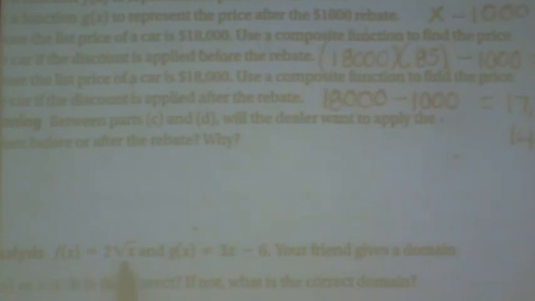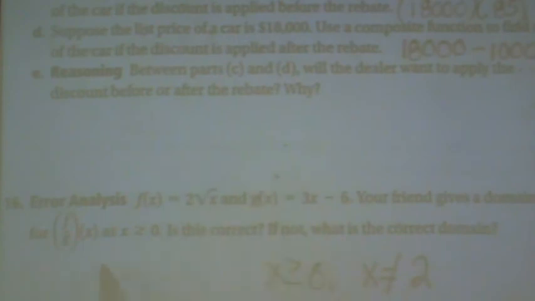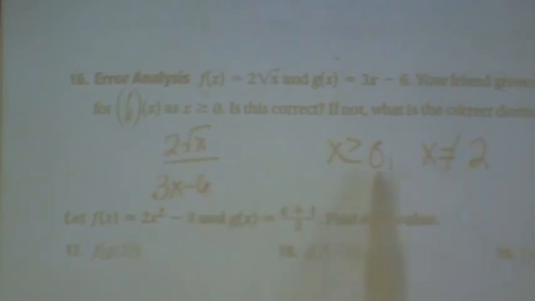Number 16, it's an error analysis. If they give you f of x and they give you g of x, your friend gives you a domain: x is greater than or equal to 0. Is this correct? If not, what is the correct domain? This is not correct. The correct domain is x is greater than or equal to 0, and x cannot be 2. Because you can't have a negative number under the square root, your domain is greater than or equal to 0 for that. But you also can't have 2 here because 3 times 2 is 6 and 6 minus 6 is 0. So this is the correct domain.